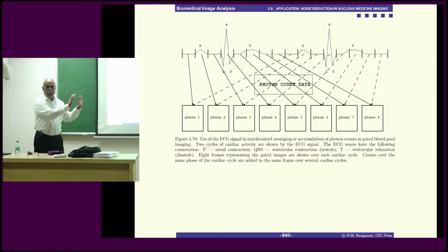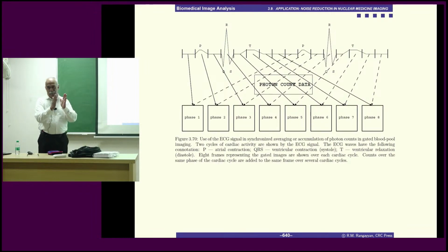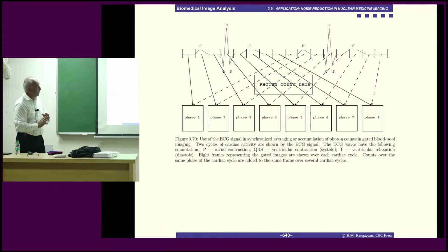So if you take one such, you can say it is one frame. And when the next beat comes, you can call it another frame. So then you can call it multi-frame averaging. You don't have to divide. If you want, you can divide, it doesn't matter. It is accumulation of the counts. A sort of multi-frame averaging.